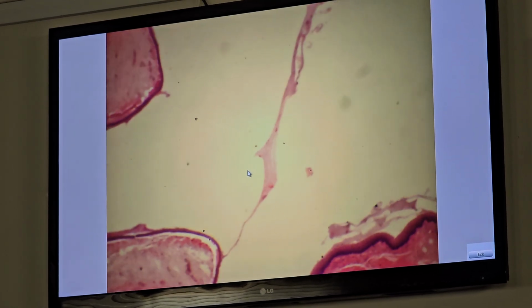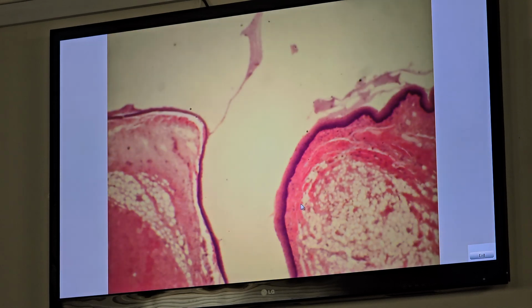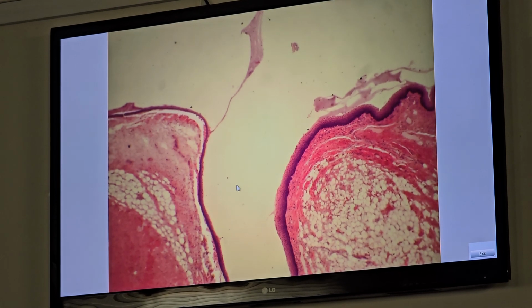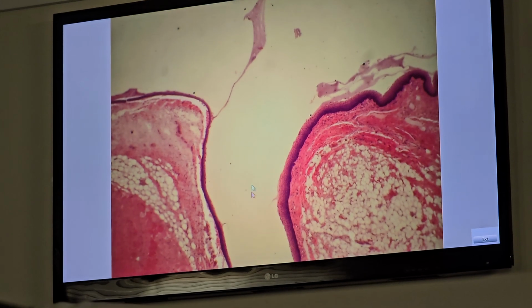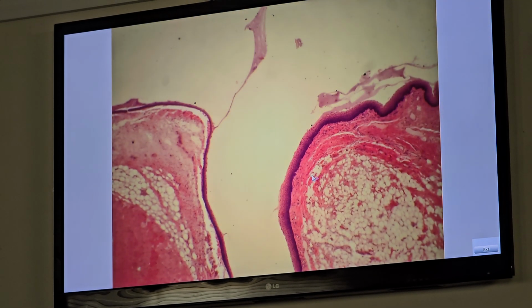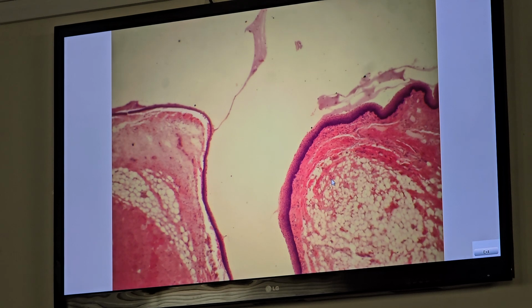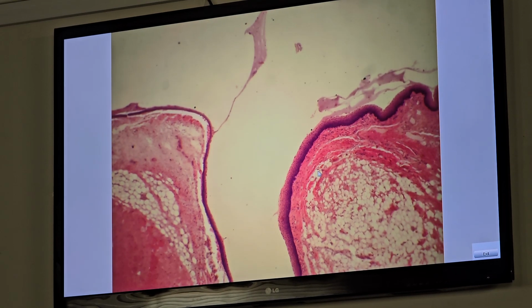The mucosa of the larynx projects bilaterally into two pairs of folds. This is the upper fold and this is the lower fold, separated by a space or ventricle. This is the ventricle, this is the upper, and this is the lower. The upper fold is movable, called the vestibular fold or false fold.